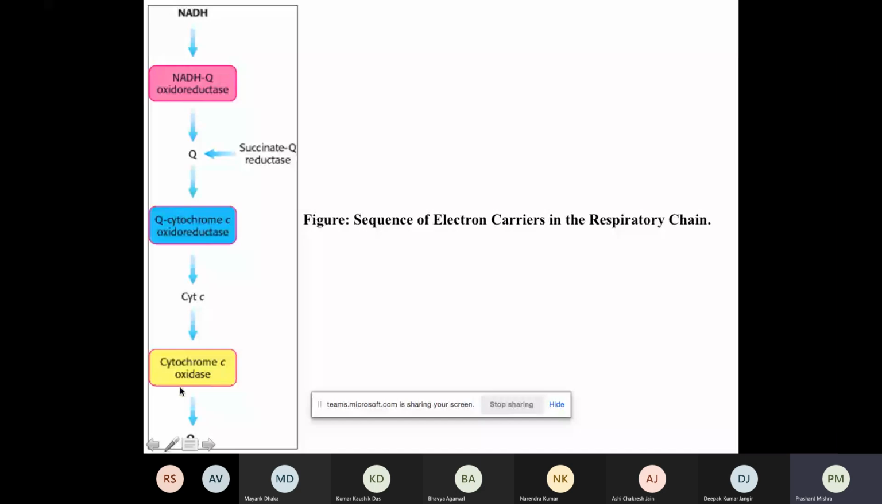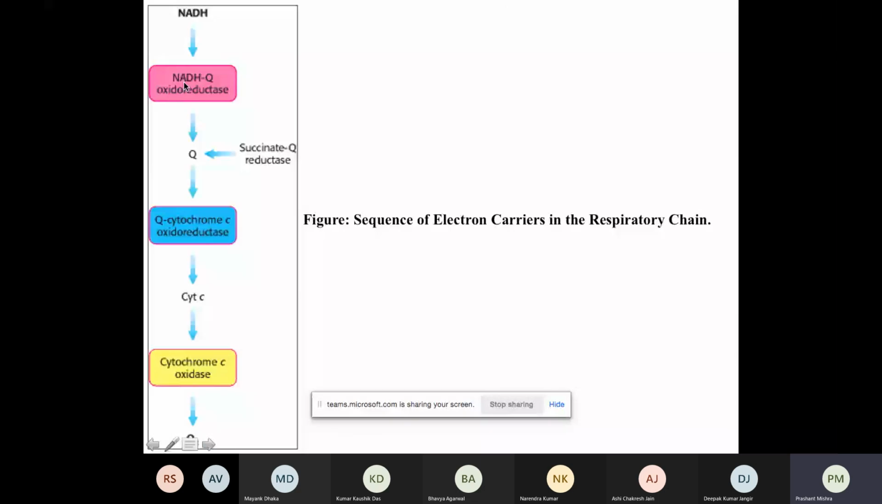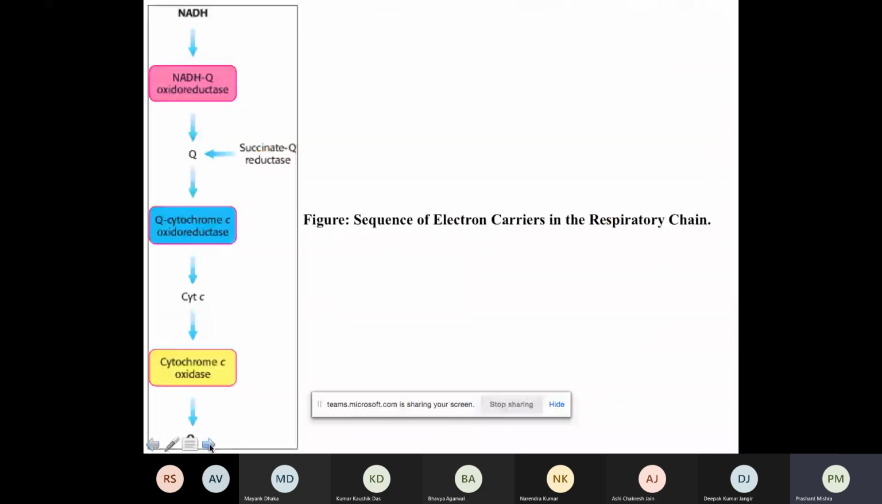Now let us see this concept. So electrons are transferred from NADH to molecular oxygen through a chain of three large protein complexes. And these complexes I have already described: NADH-Q oxidoreductase, Q cytochrome C oxidoreductase, and cytochrome oxidase. So these are the three. One is this one, second, and third one. Then electrons are carried from NADH-Q oxidoreductase to the cytochrome C oxidoreductase, the second complex of the chain, by the reduced form of coenzyme Q. So it is the same thing which I have described earlier, that this electron is moving through coenzyme Q.